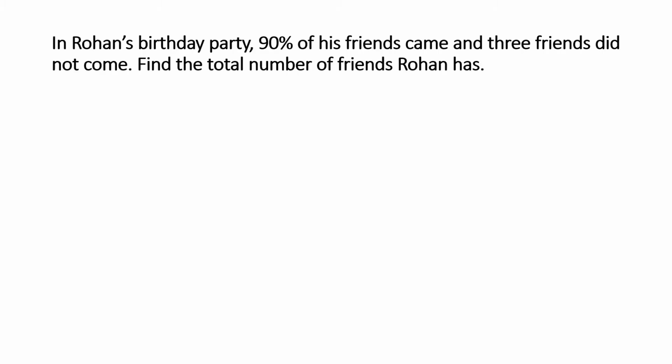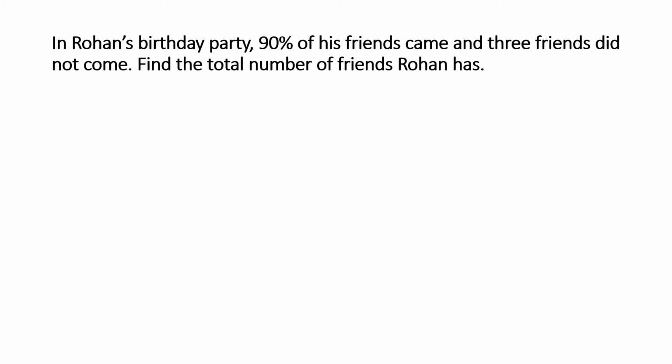Now moving to the next question. At Rohan's birthday party, 90% of his friends came and 3 friends didn't come. Find the total number of friends Rohan has. Again, which two things are given to us? The number of friends who didn't come, that is 3, and the percentage of friends who came, 90%.